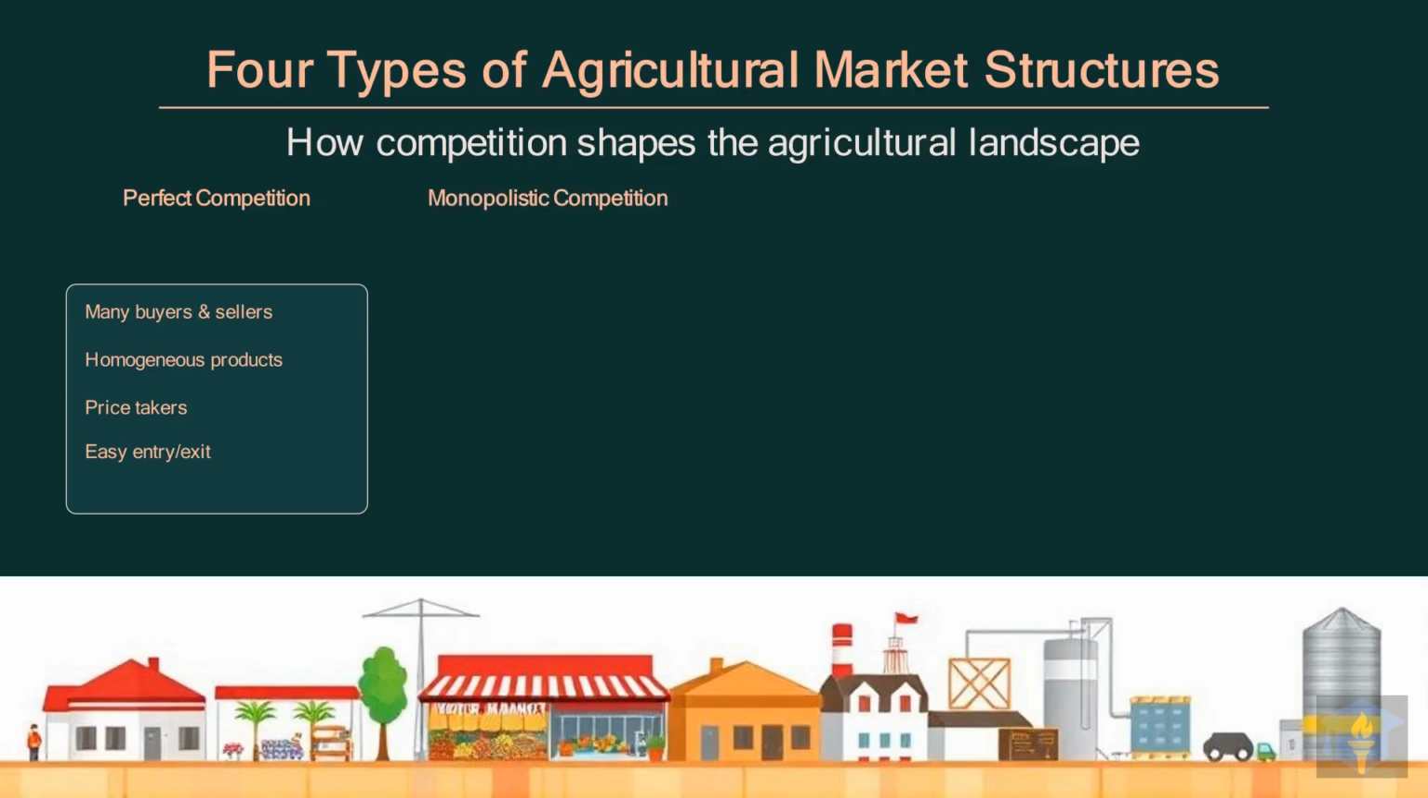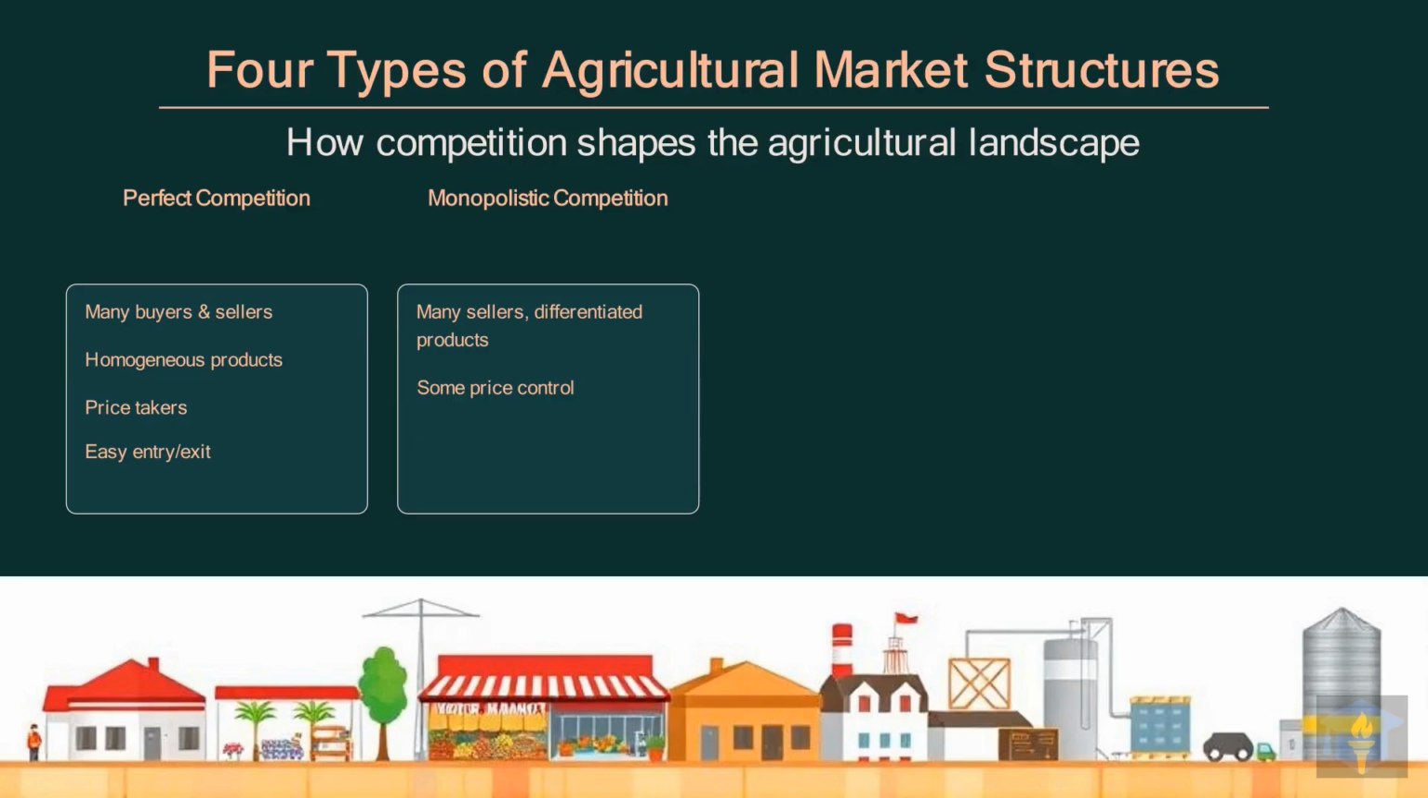Next is monopolistic competition. Many sellers offer differentiated products. Firms have some control over their prices. Branding becomes very important here. Entry and exit remain relatively easy.